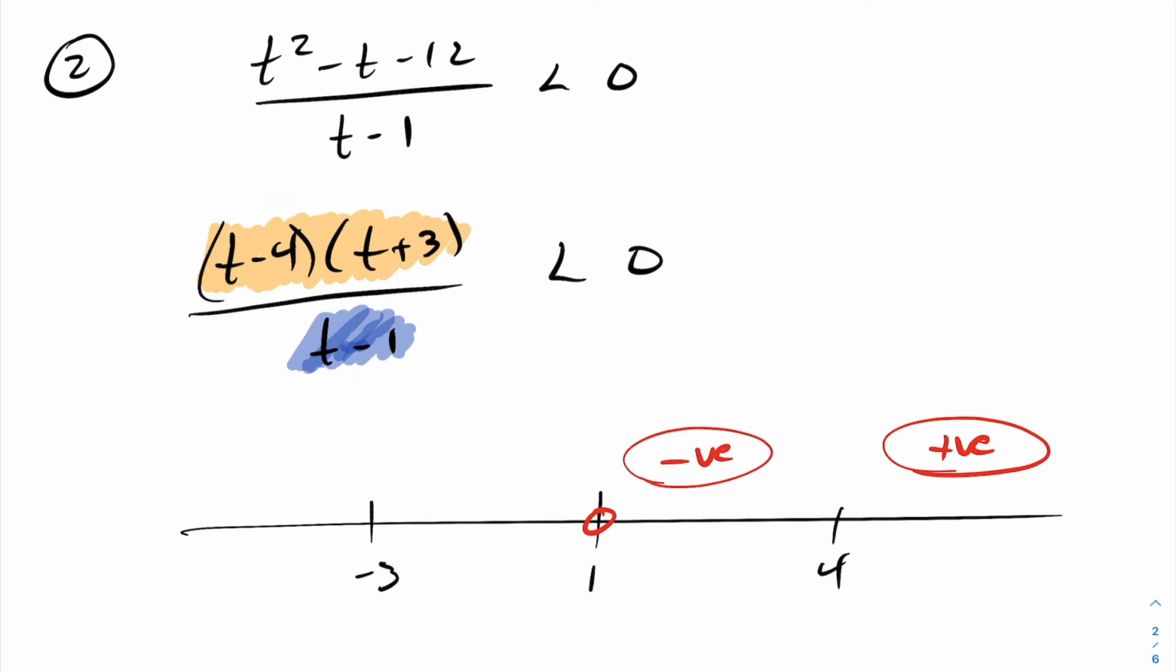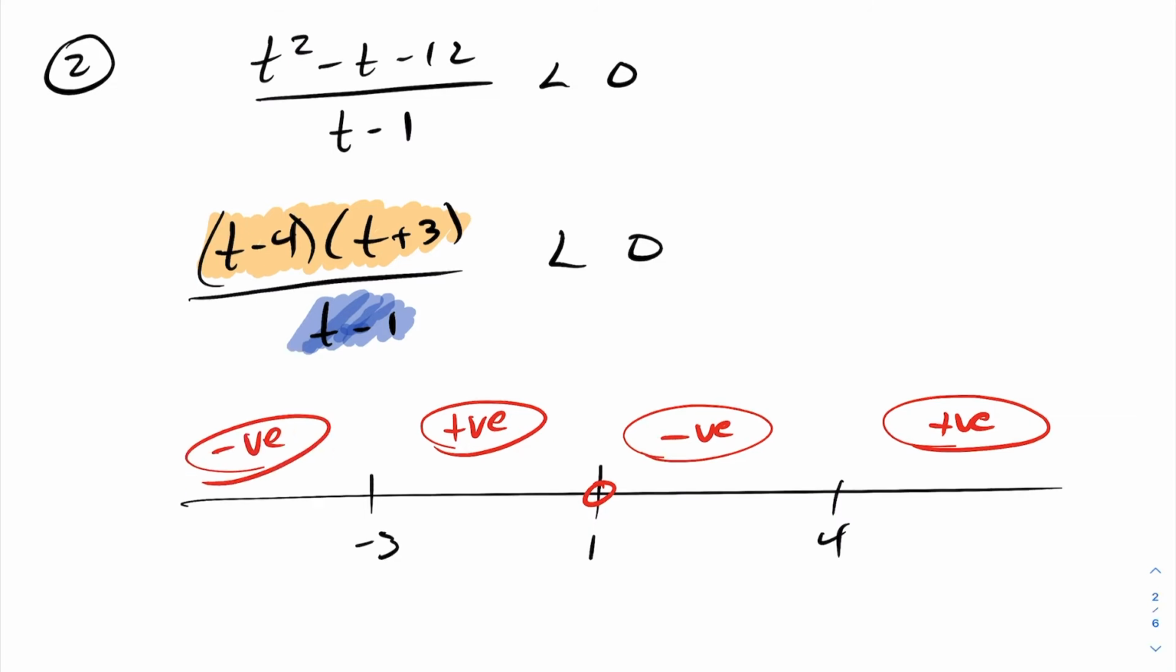And then pick a number between negative 3 and 1. Let's say we pick a 0. This is negative, this is positive, this is negative, and the result here will be positive. And lastly, pick a number less than minus 3, in which case we get negative, negative, negative, and the result is negative. So putting this all together, you want to see when is this expression less than 0?